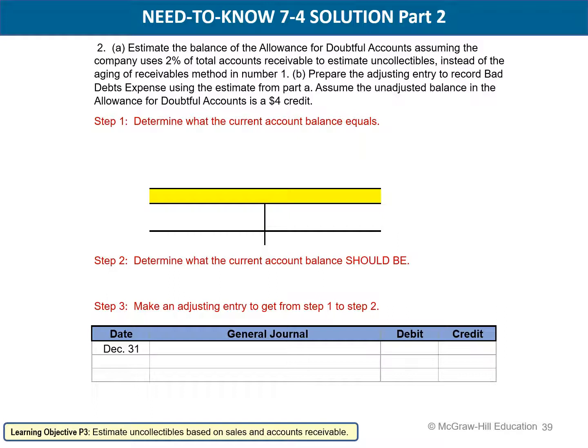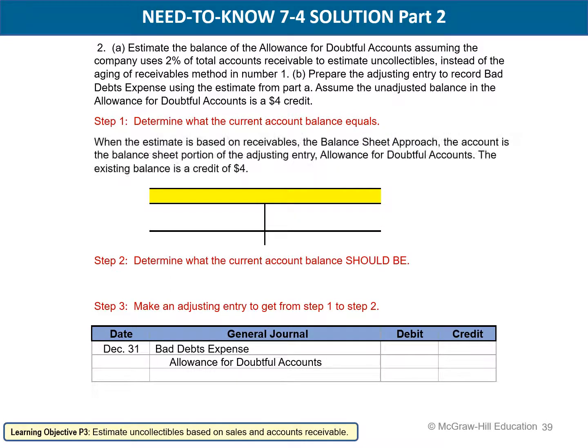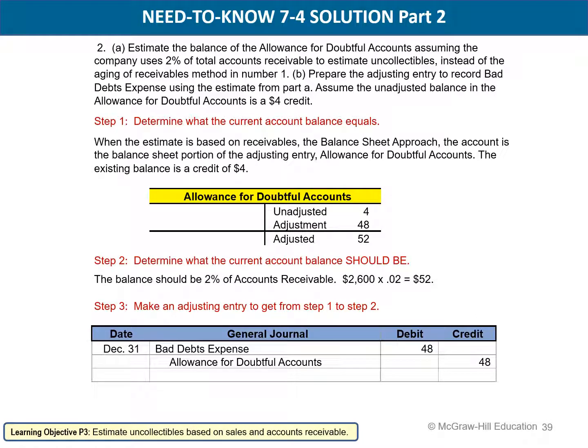All right, and then part 2. Estimate the balance for the allowance for doubtful accounts, assuming they use 2% of total receivables to estimate the uncollectibles. So if they use 2% and the allowance for doubtful accounts balance is a credit of 4, 2% of $2,600 of receivables is $52. So we had a balance of 4. We need to get to 52, so we're going to credit our allowance for doubtful accounts by $48, and we're going to debit bad debt expense. Okay.